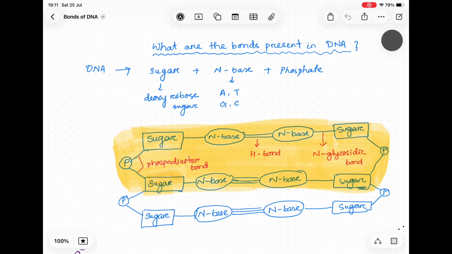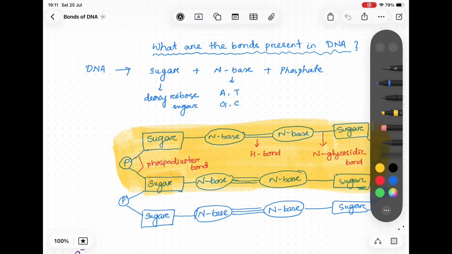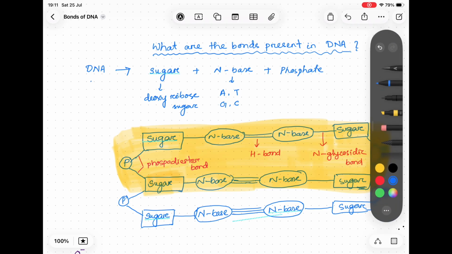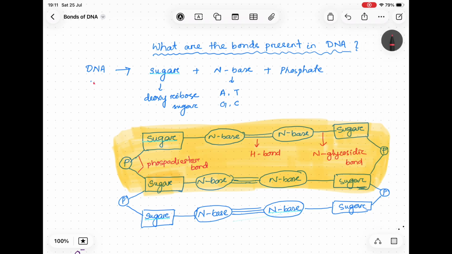So today we will know about bonds of DNA. Before knowing what are the different bonds of DNA, let's know what DNA consists of. This DNA mainly consists of sugar, nitrogenous base, and phosphate groups. This sugar is mainly deoxyribose sugar. It is deoxyribose sugar because there is loss of oxygen in 2 prime. That's why it is different from the sugar in RNA.